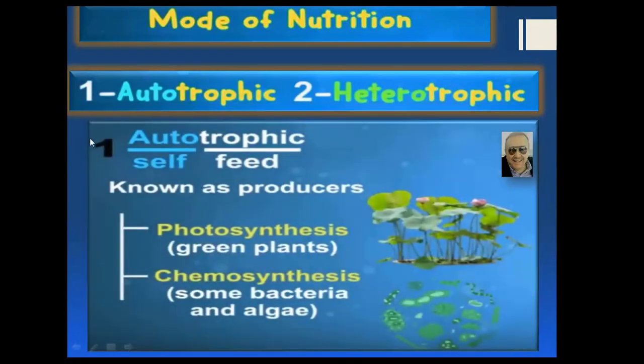So number 1, autotrophic nutrition means self-feeding, known as producers, such as plants, which make photosynthesis, and some bacteria and algae which do chemosynthesis.